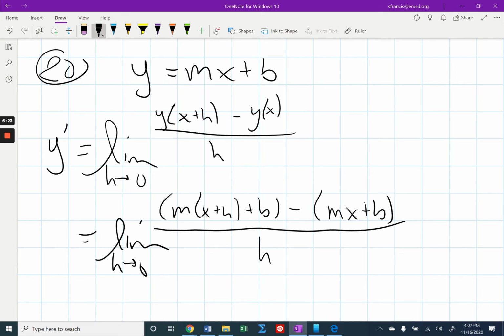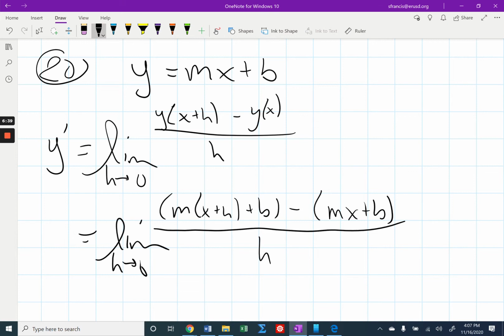And then from here, just do the algebra. b minus b cancels. Distribute the m to each of these terms. The mx and this mx will cancel. You'll be left with m times h. Cancel the h's, and so on. You know what to do. I hope at this point you know what to do.